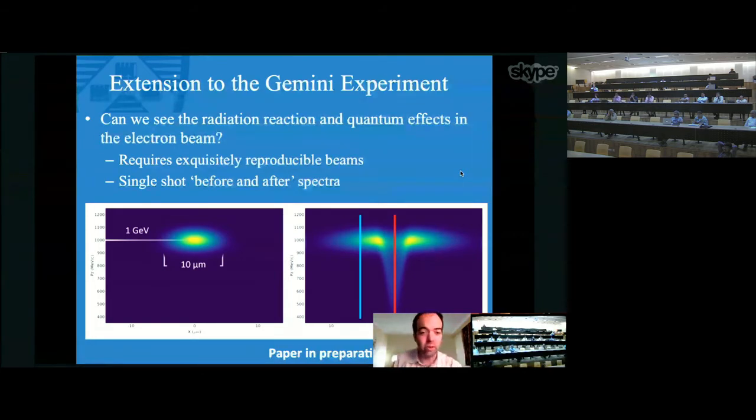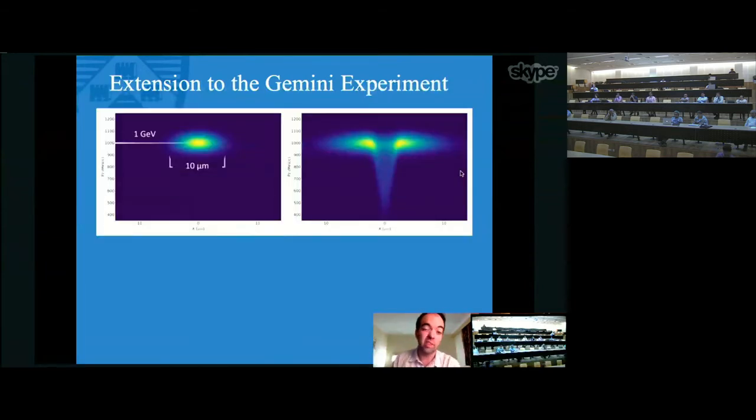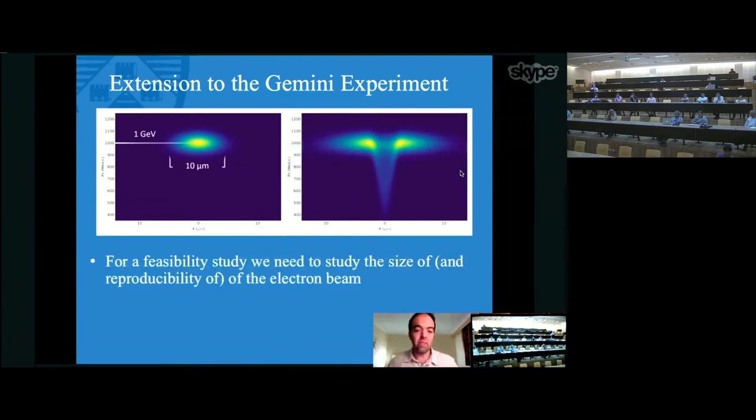So this opens the door to some really interesting new physics that we could study, or new optimization experiments that we could complete, in that we need to study the size and reproducibility of these electron beams. We have to work out whether or not we should be controlling the injection, either with a second laser pulse or with density gradients, in order to stabilize the electron beam. And if we can stabilize the electron beam, then we can go and try these experiments again.